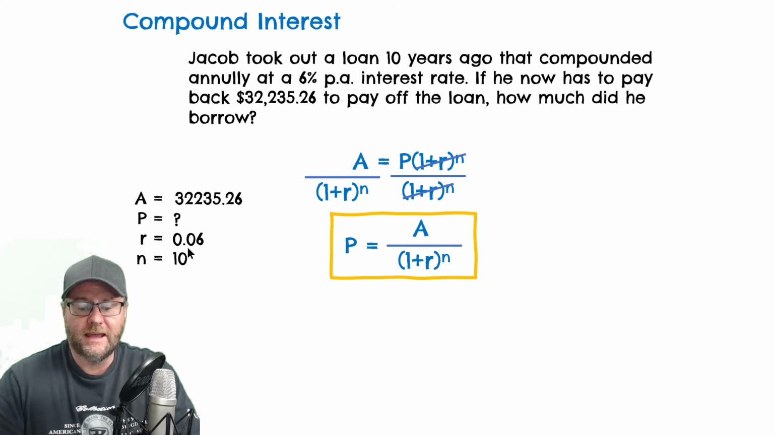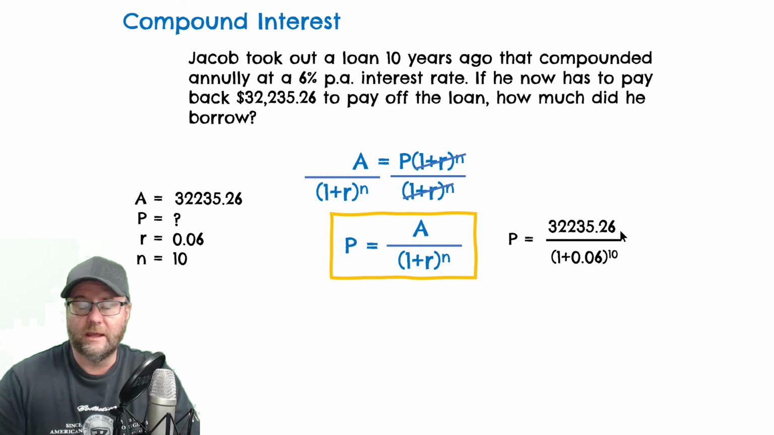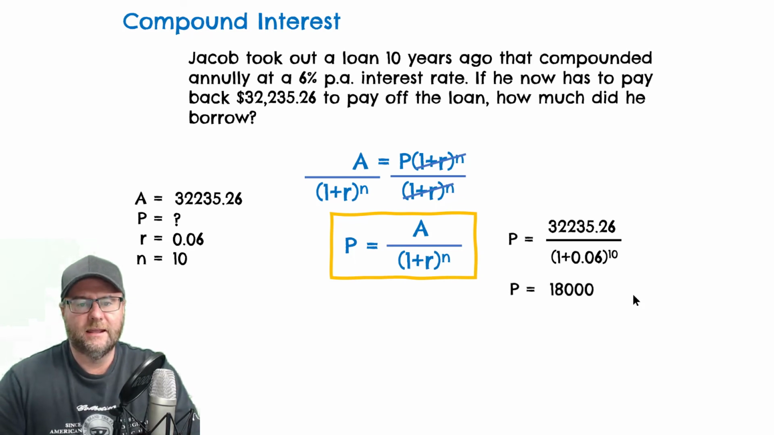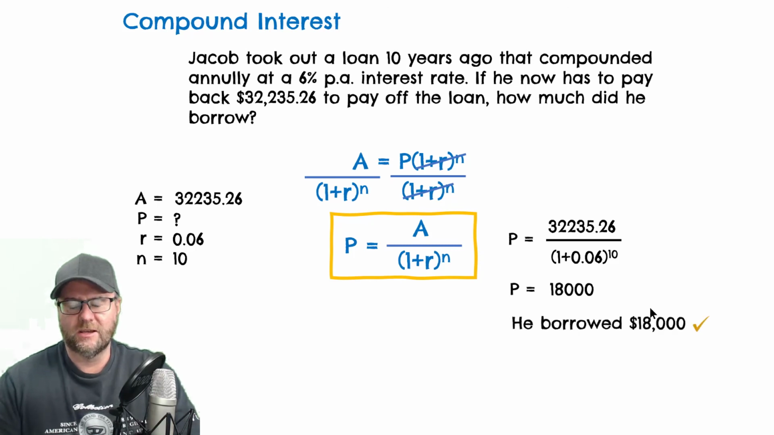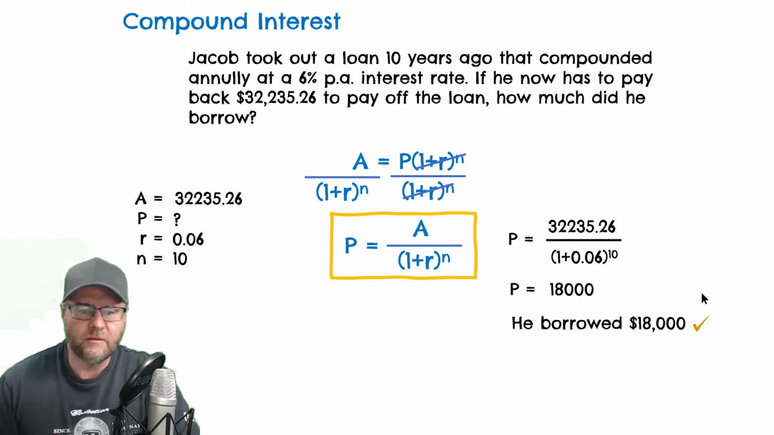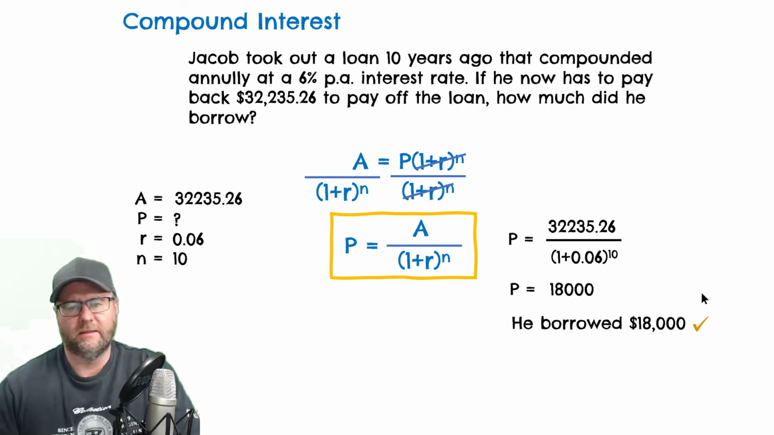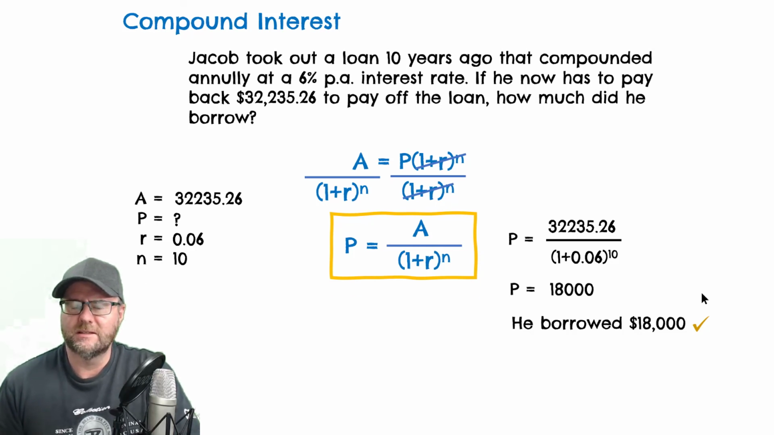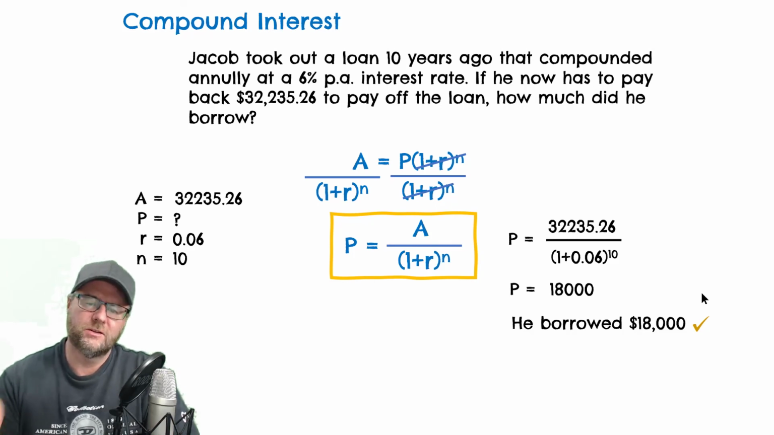I've got values for A, R, and N. I just plug them all in to my equation, whack that in the calculator, and I get a value of 18,000. So initially, at the start of the loan, he borrowed 18,000. Over the 10 years, it grew to that 32,000 odd. So there's two examples of how we can use compound interest either to find the amount that something's grown to or the starting amount if we're given the final amount. Good job, well done.